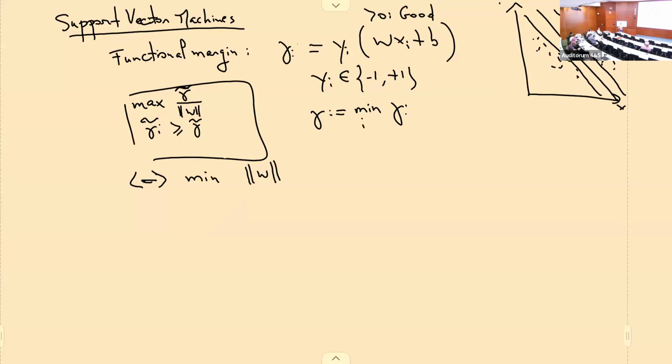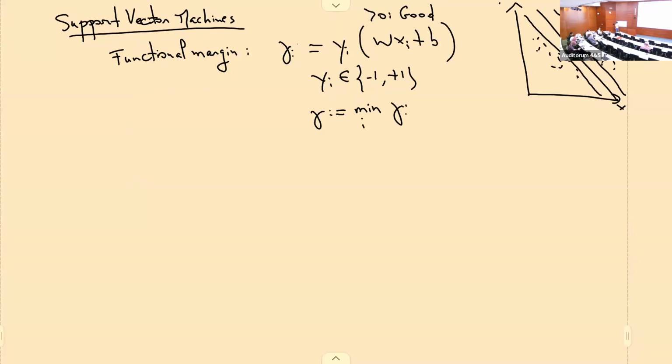Sorry? What was the tilde notation? I missed the tilde. Okay, let me rewrite it. Maybe easier. Sorry about that. So I want to do what? My constraints are all the gamma i's have to be greater than gamma, right? And I want to maximize over gamma. I want to maximize gamma.